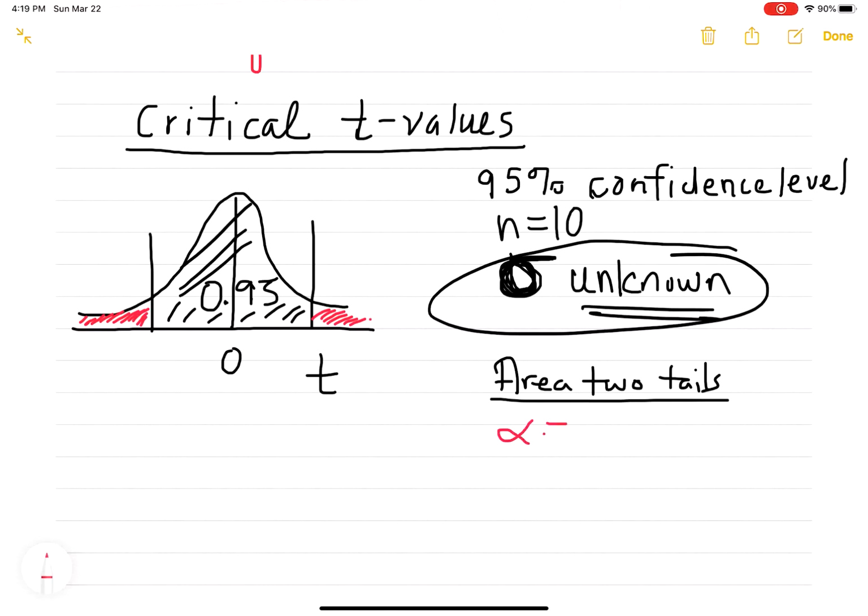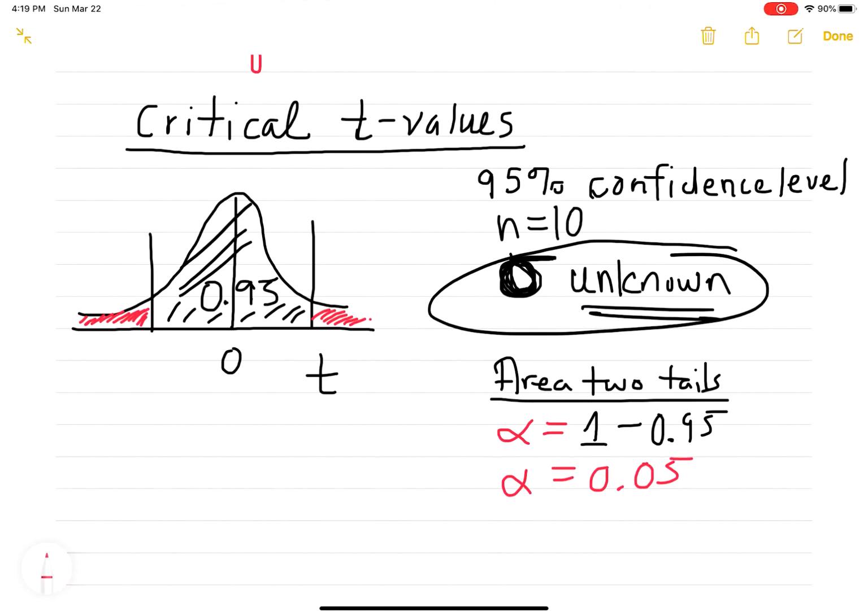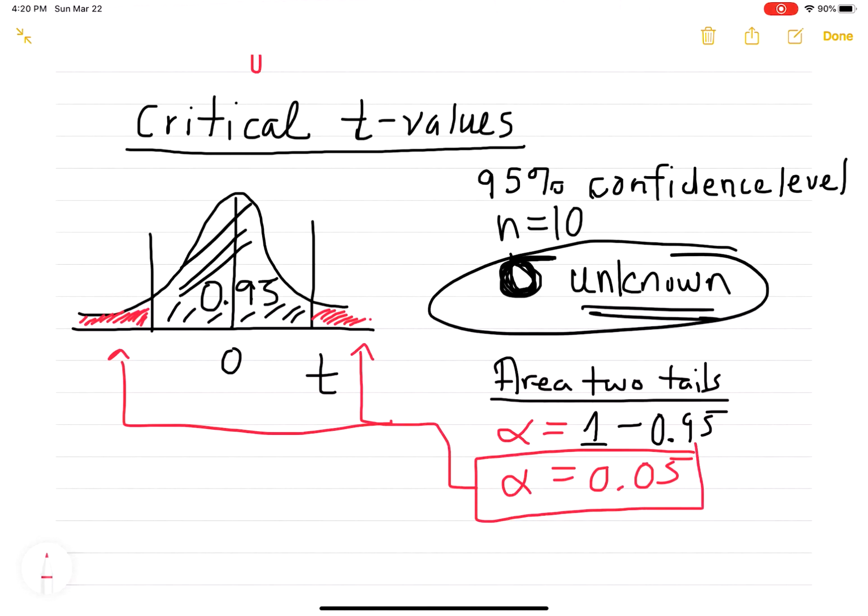Alpha is what's in the two tails. So if I take the entire distribution, which is 100%, and I subtract the central 95%, 0.95, I'll get how much is in two tails. Well, 1 minus 0.95 is 0.05, right? 5%. So if 95% is in the middle, that means in the two tails here we have an alpha of 0.05. So that's the first thing we do: we look at the area in two tails.